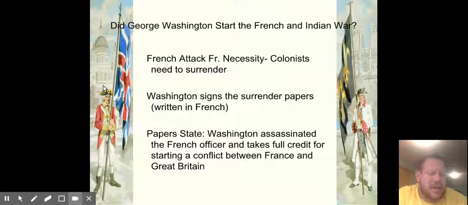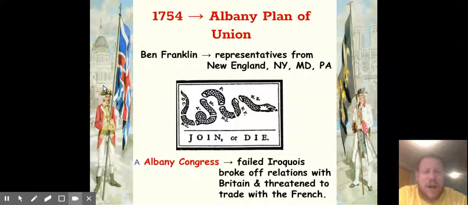Remember, he's been fighting for a long time. It's dark, it's dreary, he can't read, it's all written in French. He knows French, but not very well. And the papers actually state that Washington himself, as the commander, allowed the assassination of that French officer and takes full credit for starting a conflict between France and Great Britain. So in a way, George Washington starts the French and Indian War. At least that's kind of how it works out.